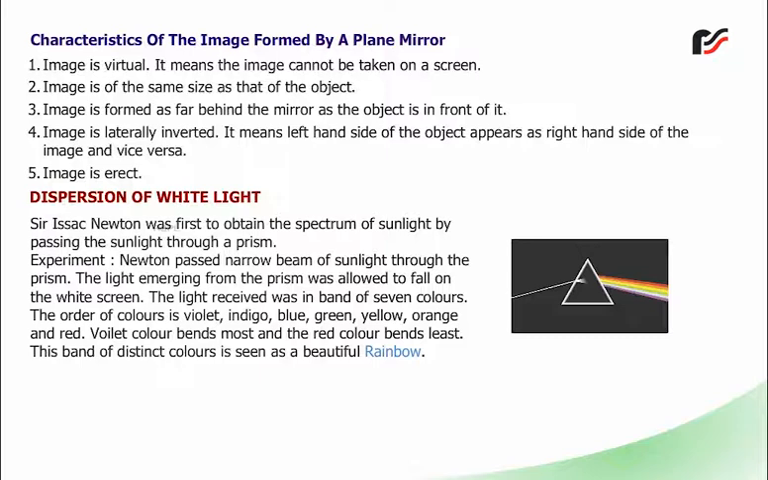The order of colors is violet, indigo, blue, green, yellow, orange and red. Violet color bends most and the red color bends least. This band of distinct color is seen as a beautiful rainbow.